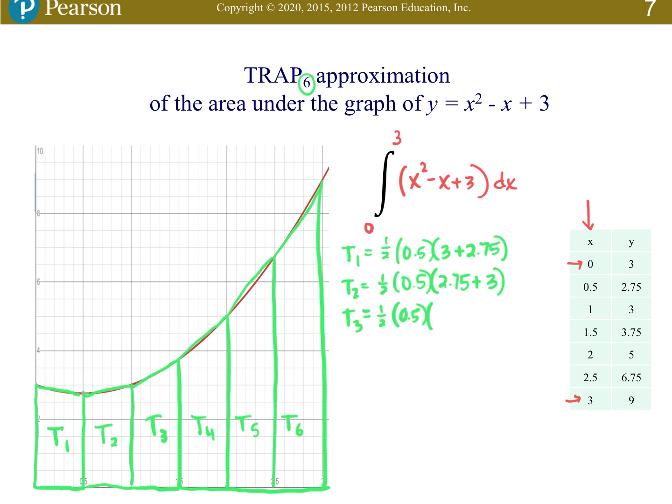The shorter height is 3, and the taller height is 3.75. And again, I'm getting those values off the table. And so my trapezoid would be 3 plus 3.75. And then T4, 1/2, 0.5. 3.75 is the shorter height this time, and the higher height is 5.